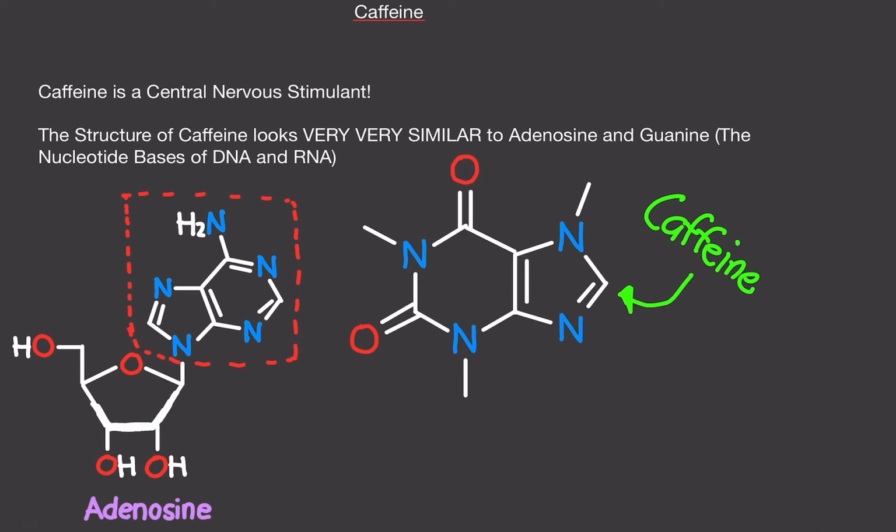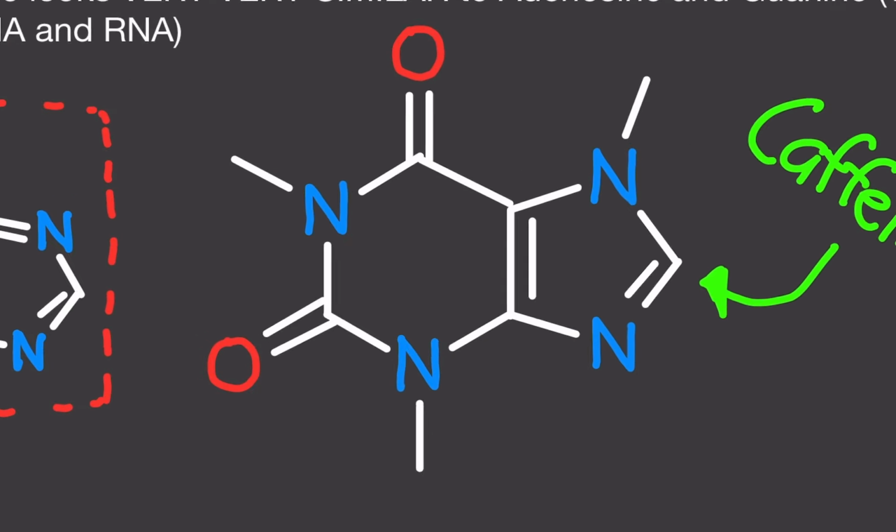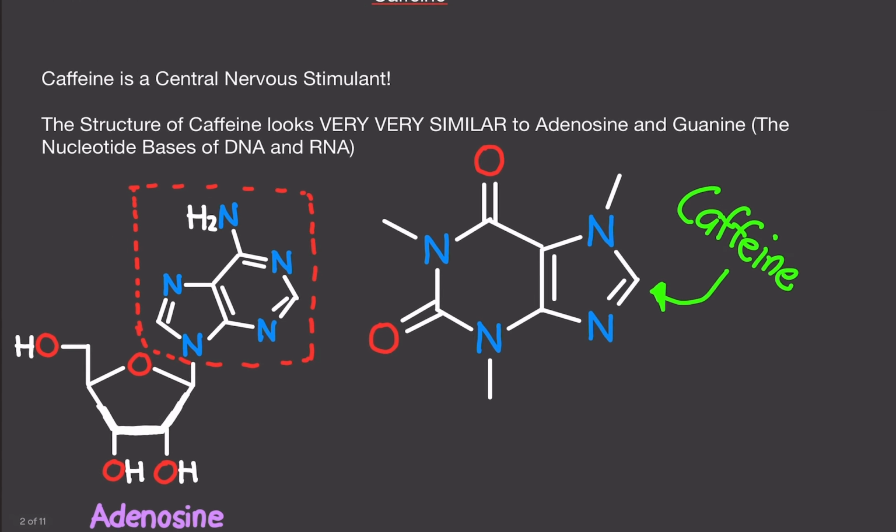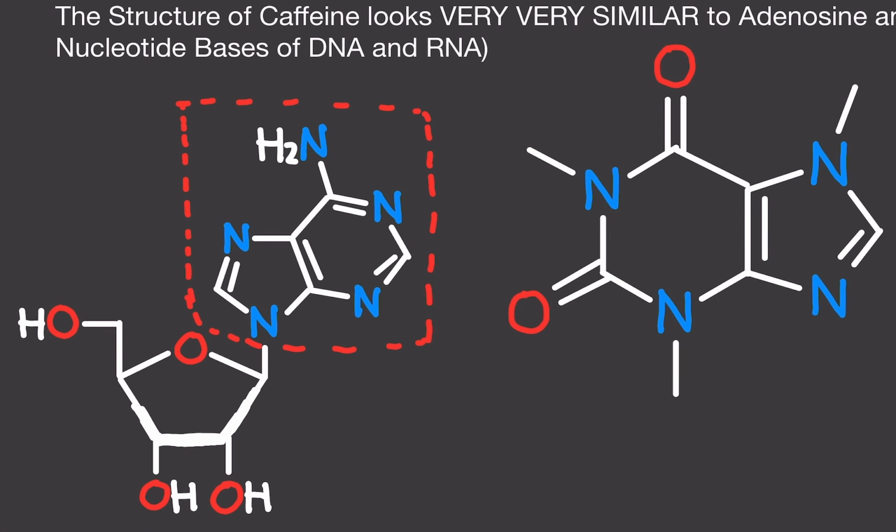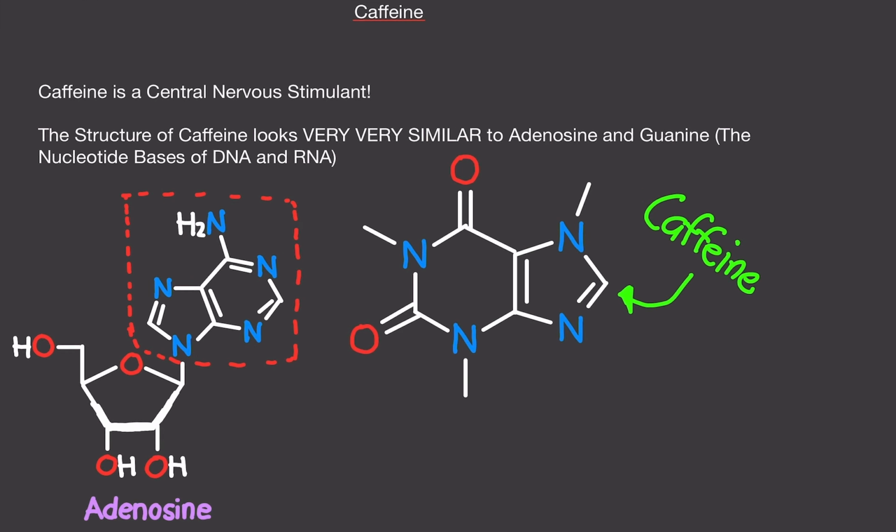So caffeine is a central nervous system stimulant. The structure of caffeine actually looks very, very similar to adenosine, which you'll find in nucleotide bases like DNA and RNA. So look, this is caffeine on the right. Now look at adenosine here. These are nucleotide bases for DNA and RNA. Notice that this section looks very similar to this. This is going to come into play when you go about the physiology and the mechanism.